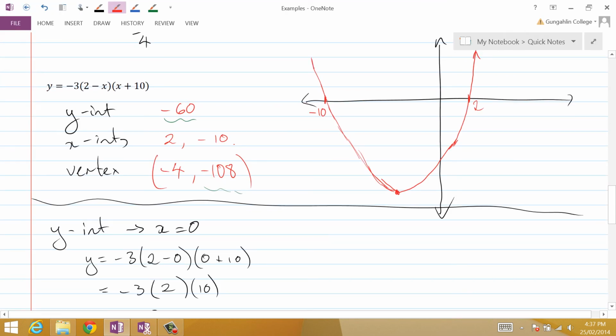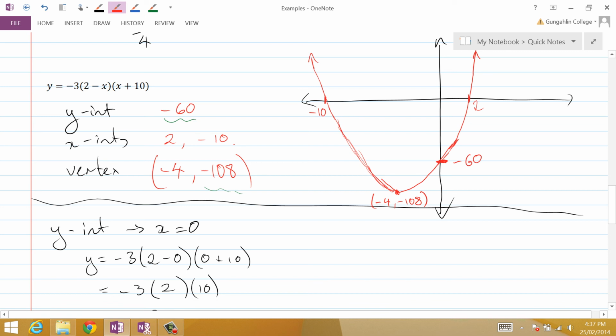So this looks about right. There we go. It's a decent sketch. It's a little bit wonky, a bit lopsided, but you know, whatever. So there we are. I've got to mark a couple of other points. My y-intercept I need to mark at minus 60, and I need to mark my vertex at minus 4, minus 108. And that's the sketch of this graph.